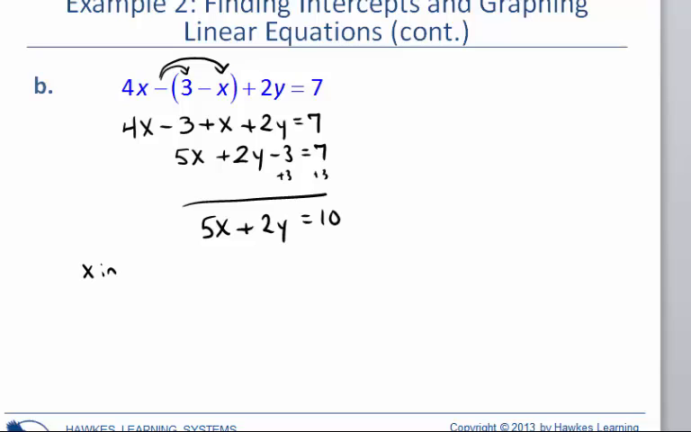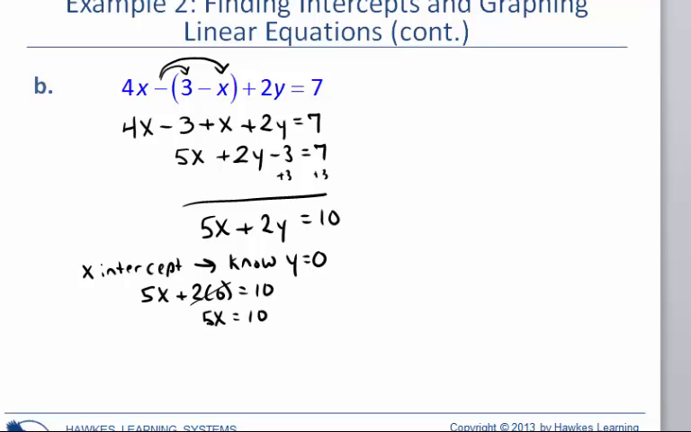So for our x-intercept, again, remember that we know that the y is equal to 0. So we can take our equation and plug a 0 in for the y, which would cause the second term to fall out. We have 5x is equal to 10, so x would have to equal 2. So our x-intercept would have an x value of 2 and a y value of 0. And then we'll do the same thing for the y-intercept.